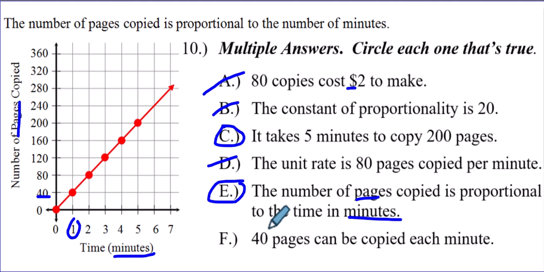And what about choice F? 40 pages can be copied each minute. Each minute is like saying per minute. So we're talking about the unit rate. Oh, yeah. I've said this like 3 times already. The unit rate, where x is 1, yeah, that's 40. 40 pages copied per minute. So I should be circling that one as well.